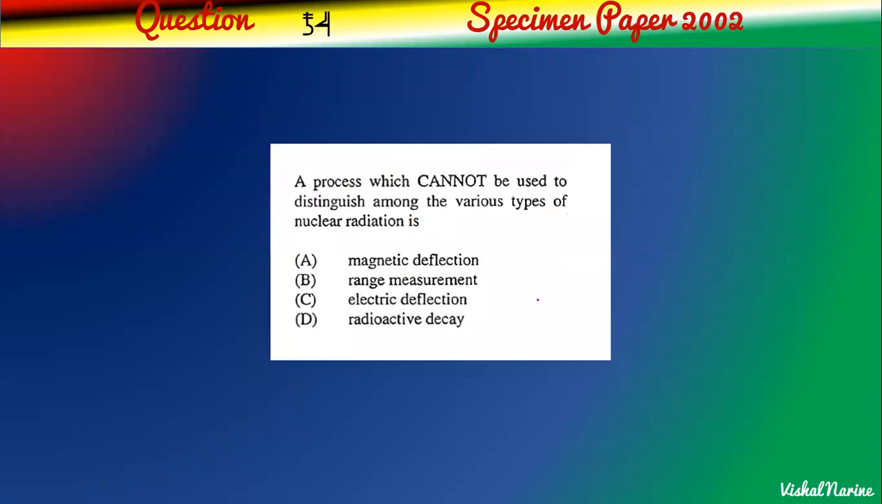Question 54, a process which cannot be used to distinguish among the various types of nuclear radiation is? Magnetic deflection and electric deflection, it is used. Range measurement, again, that is another way that we can know if it is alpha, beta, or gamma. But radioactive decay, no, that is not a method which is used to distinguish among the three of them. So 54 is D.